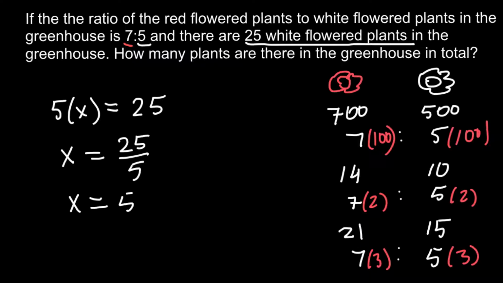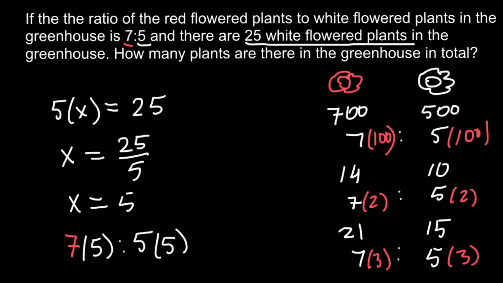So now we can return to our initial problem. We have 7 multiplied by the constant of the ratio 5, and we have 5 white flowered plants. So we basically now take this ratio and just add the constant of the ratio to our formula, to our ratio. So we have white flowered plants and 5 would be the constant of the ratio.